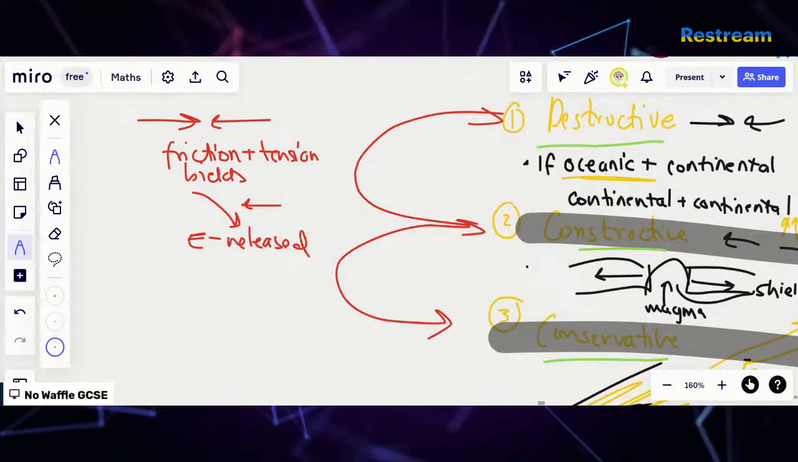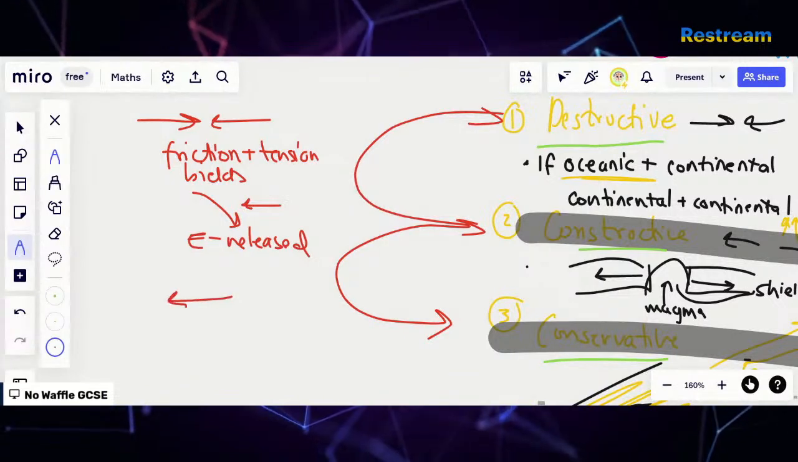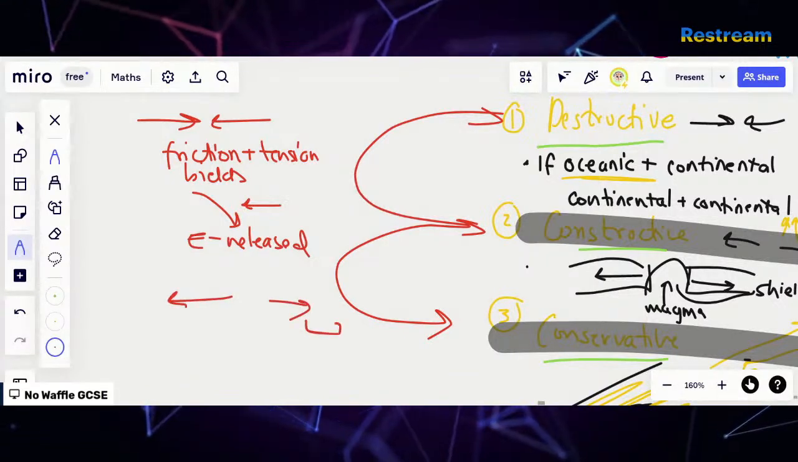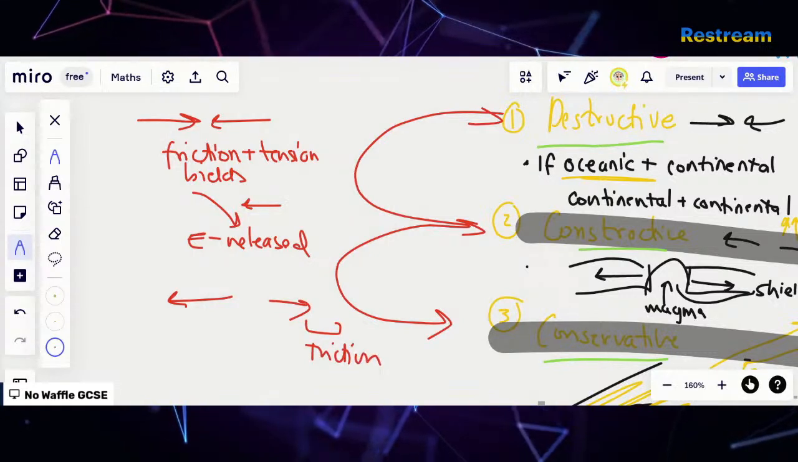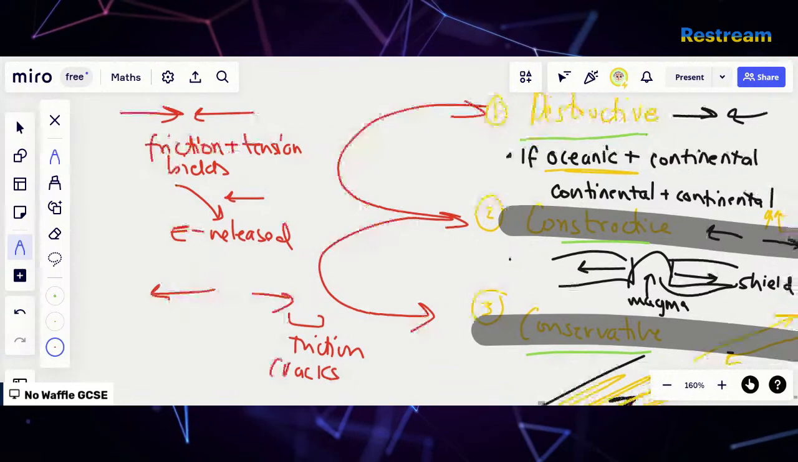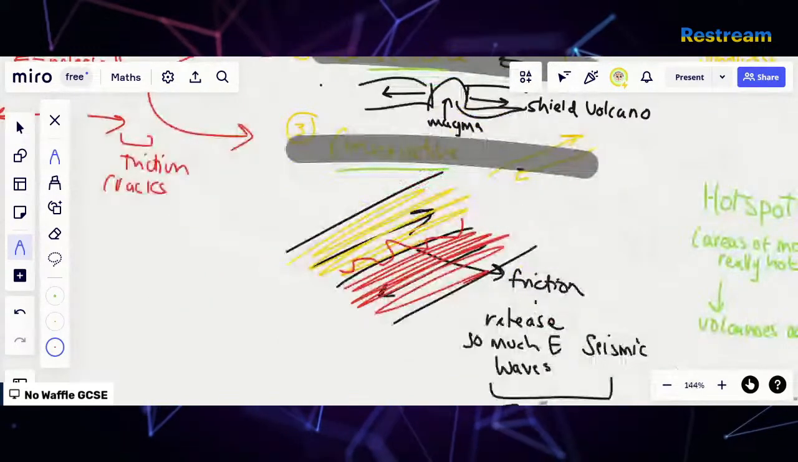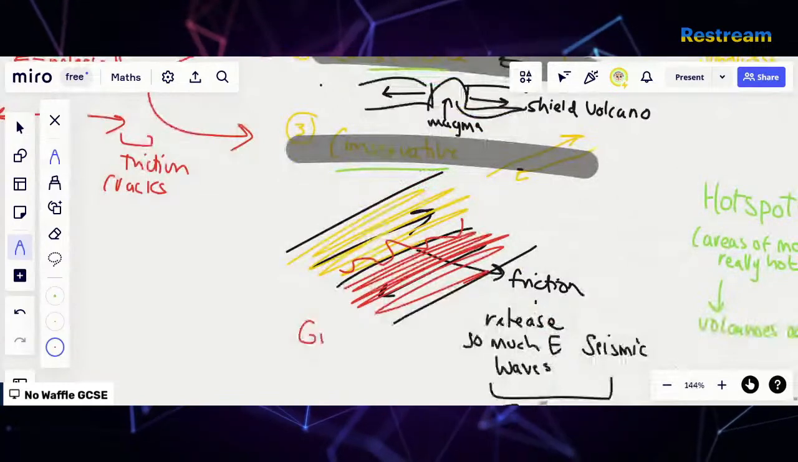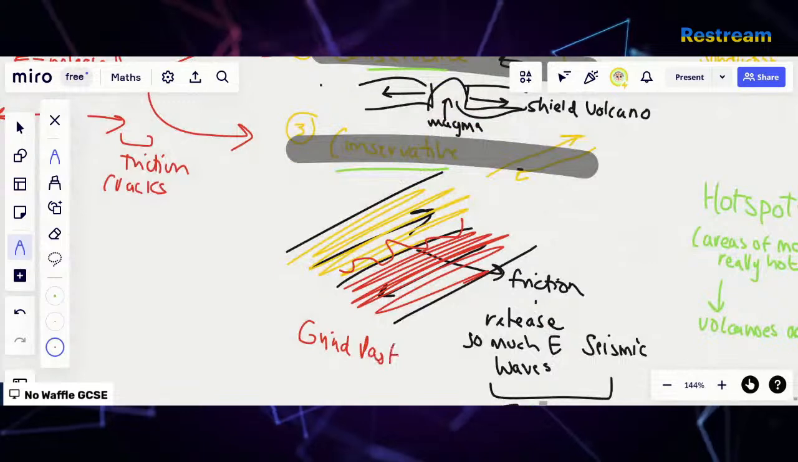Now, constructive, as the plates move away from each other, they cause friction in the parts where they're moving away from each other. So the friction builds in the cracks, which is called earthquakes. And conservative, as plates slide towards each other, they get stuck in one another as they grind past each other. And then they get stuck.